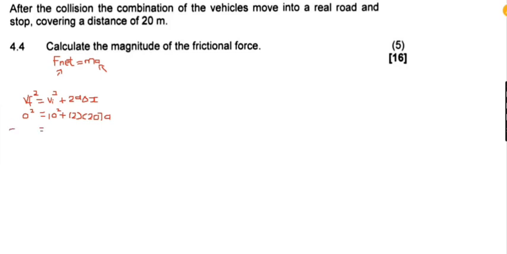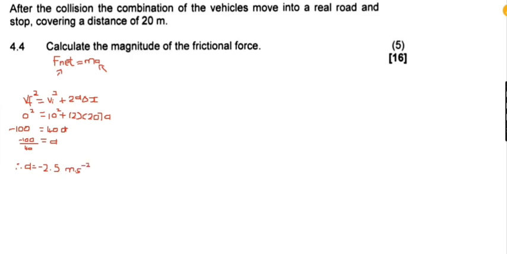We can neaten this up by taking the 10 squared to the other side, and we know that 10 squared is 100. So on the other side we'll have minus 100. On the other side we'll have 2 times 20, which is 40A. Now we can get A alone by dividing both sides by 40. So minus 100 divided by 40 is equal to A. Now if you solve that further, you should get a final answer of acceleration is equal to minus 2.5 meters per second squared.